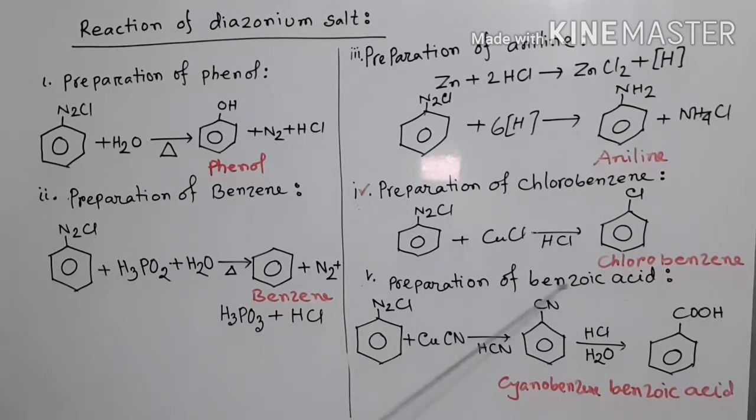Now, preparation of benzoic acid. When benzene diazonium chloride reacts with cyanide in the presence of hydrogen cyanide, then cyanobenzene is produced. This one is cyanobenzene, and if this cyanobenzene is hydrolyzed in the presence of hydrochloric acid or mineral acid, then it produces benzoic acid. This one is benzoic acid.